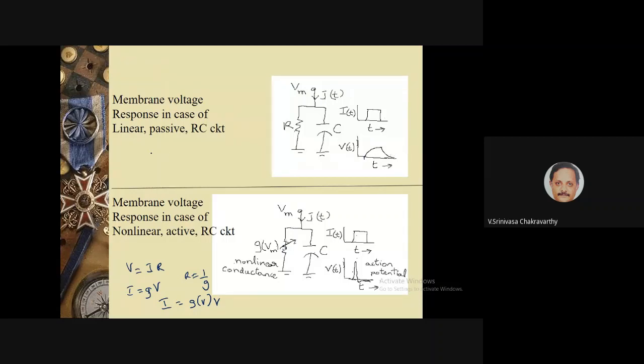And this is what typically happens on the dendritic side, right? And this is what typically happens on the axonal side. Therefore, axons have action potentials, but dendrites don't.